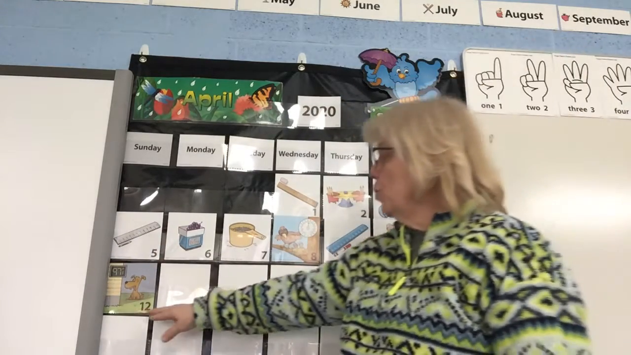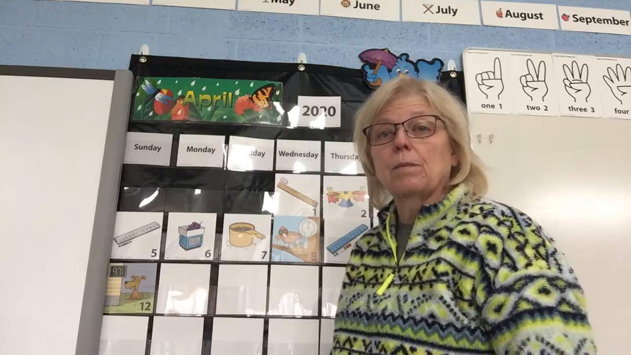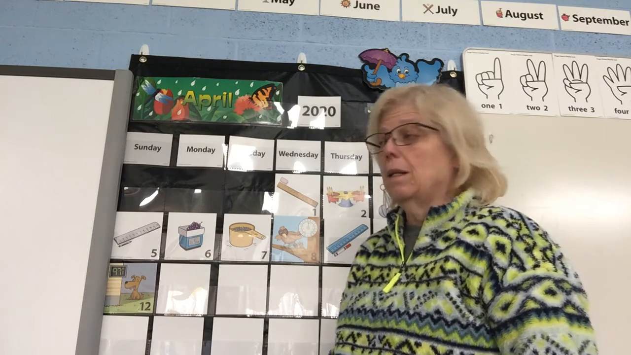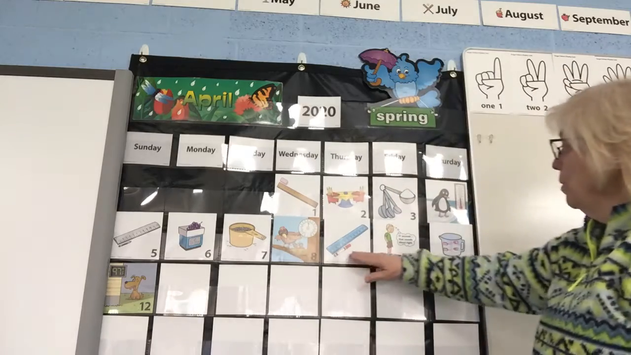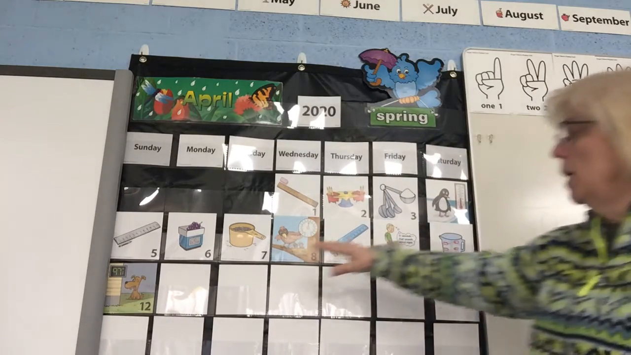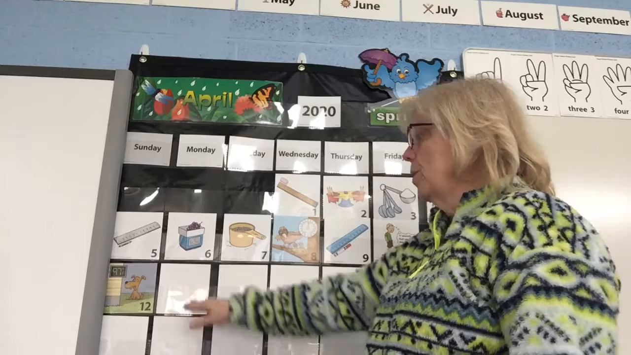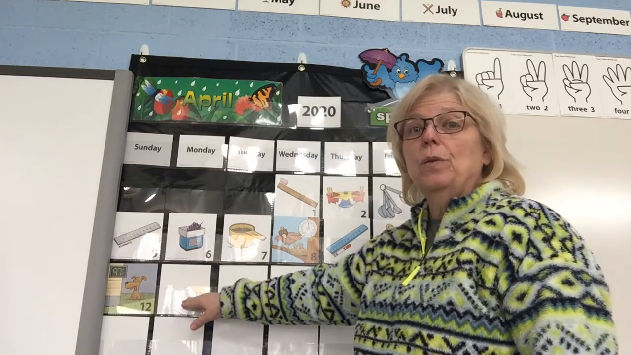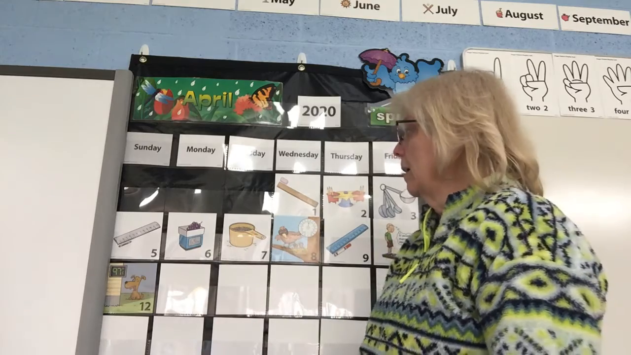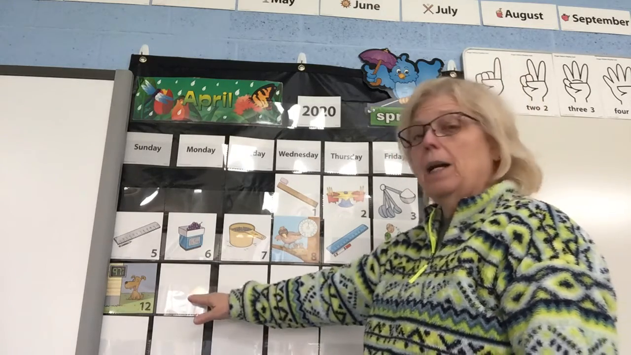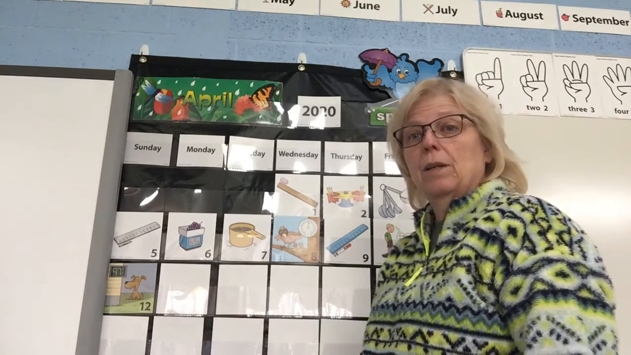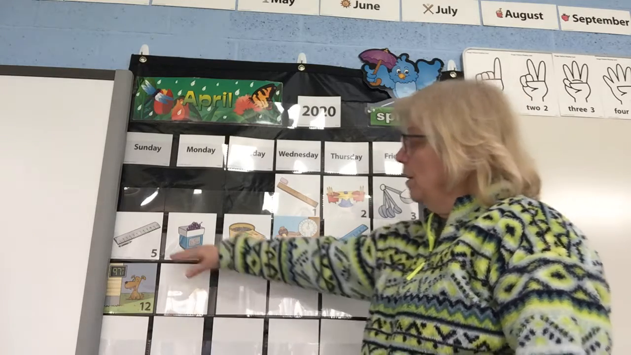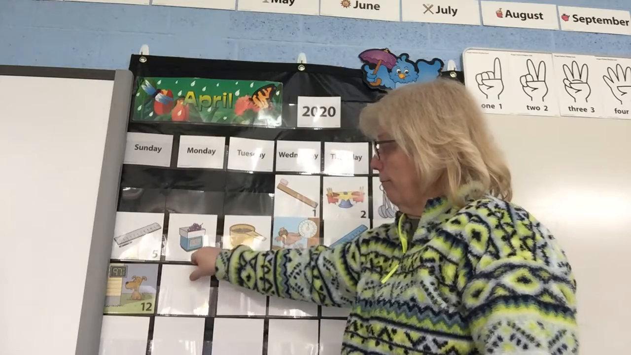So after 12 comes, what's our next number? 13. So we've got our ruler, scale, measuring cup, thermometer. So what are we going to do? Our pattern's going to start again. And what will be behind number 13 here? Some type of a ruler.